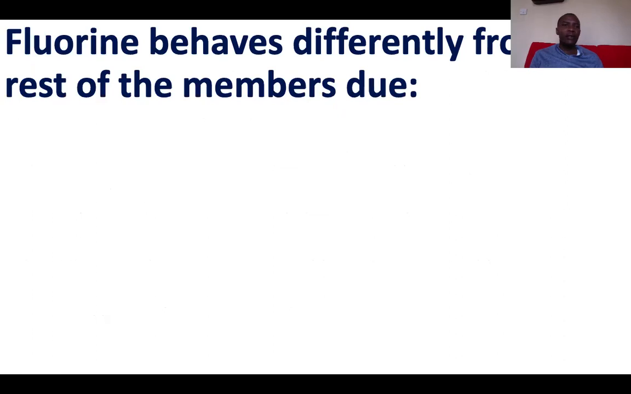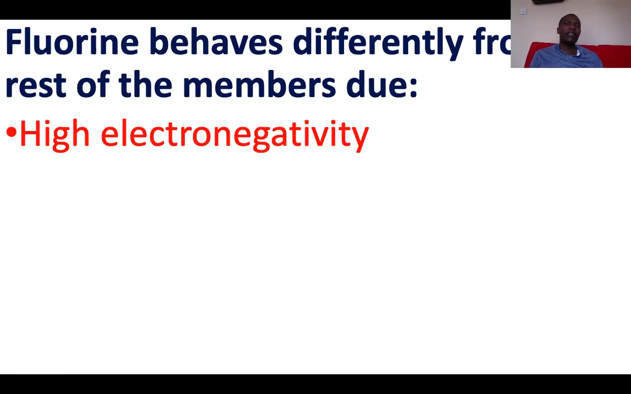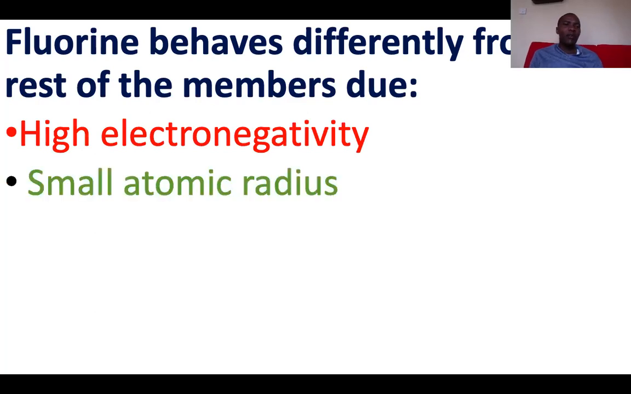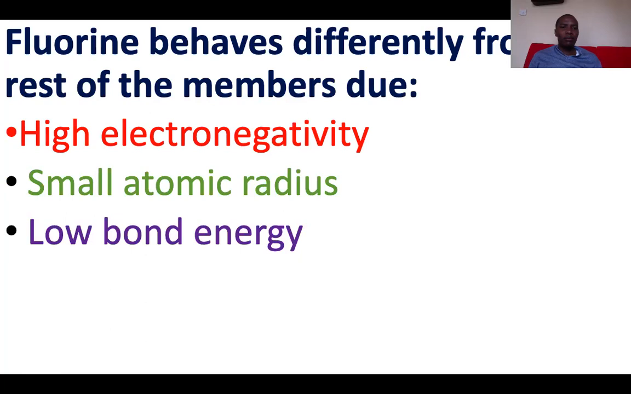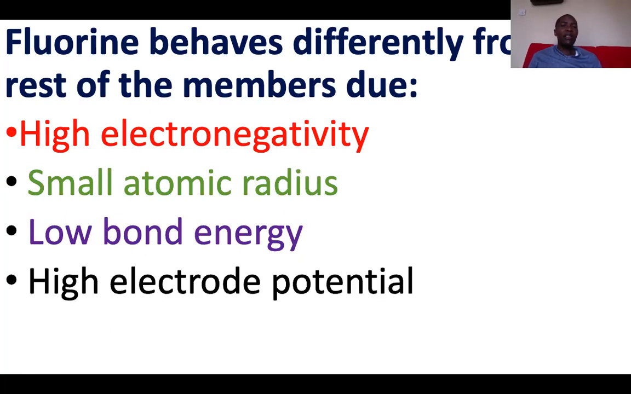Fluorine behaves differently from the rest of the members. Why? It has a very high electronegativity and a very small atomic radius, and we've already seen why those things affect the different reactions, the bond energy, and all the other factors. A low bond energy, we've known that already, and it has a very high positive electrode potential. Because if I just say high, you may think that I mean high in the negative direction. No, this time I mean high, which is positive.